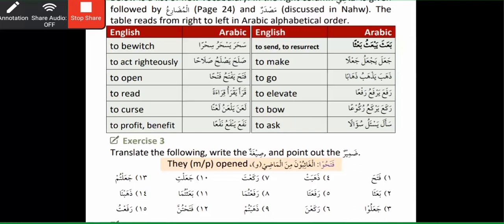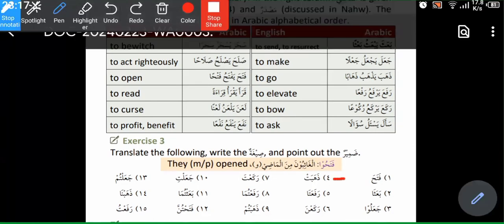Subhanallah. Very good. Okay, so sister Saida. Zahabat. She exited. She went. Very good. Rafa'na. Rafa'na means we elevated. We elevated. Ahsanti. Very good. What is after this?